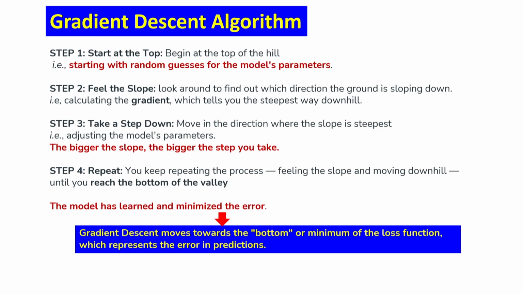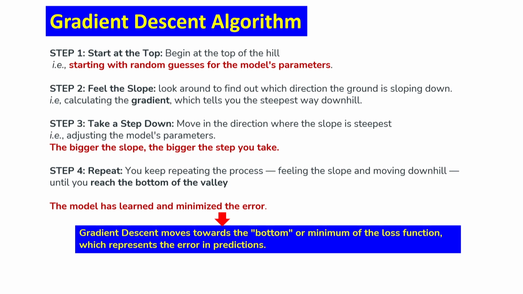Okay, let me tell you again. So, first we go to the top of the hill. That means we start with some random guess for the model parameters. Every model has some free parameters, right, which we are going to optimize. So, you start with some random guess of the model parameters, and then you feel the slope.